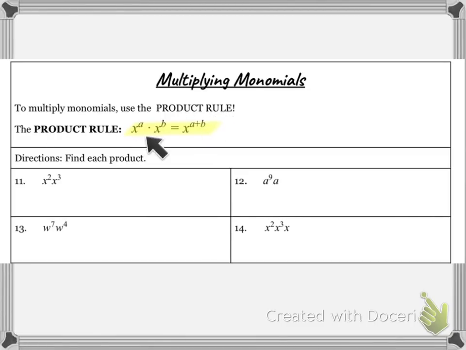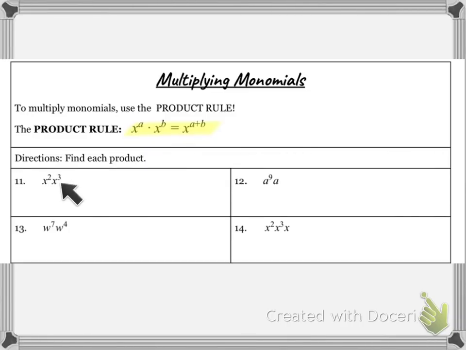The product rule is x to the a power times x to the b power, which is x to the a plus b. All we're doing here, do you see how the x stays the same, so it's still x, but you notice how we're adding a plus b? So let's look down here at a real example.